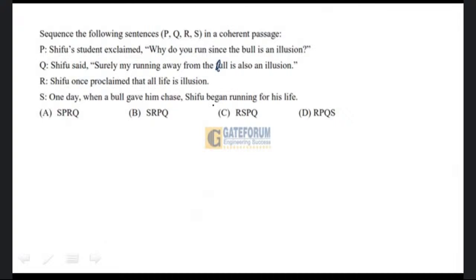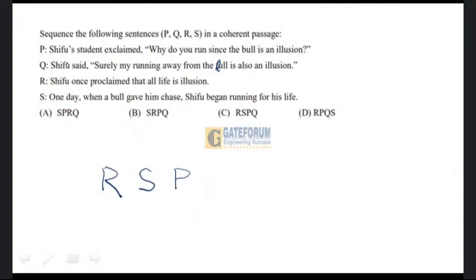Now, for these to have a coherent meaning, it is very clear that R must come first. Shifu once proclaimed that all life is an illusion. Then obviously S must come. One day when a bull gave him chase, Shifu began running for his life. Obviously then P must be the next one. Shifu's student exclaimed, "Why do you run since the bull is an illusion?"